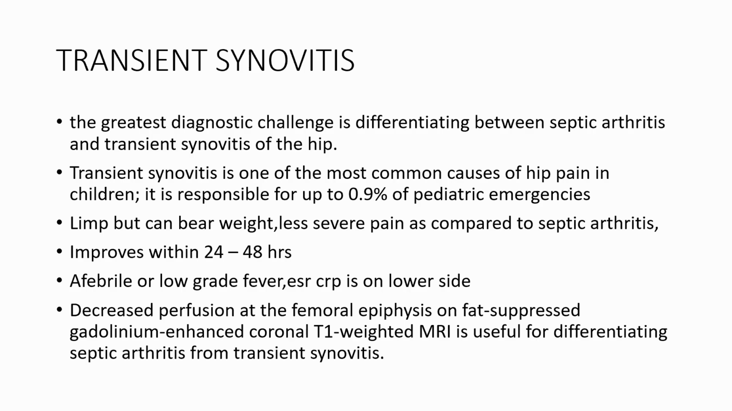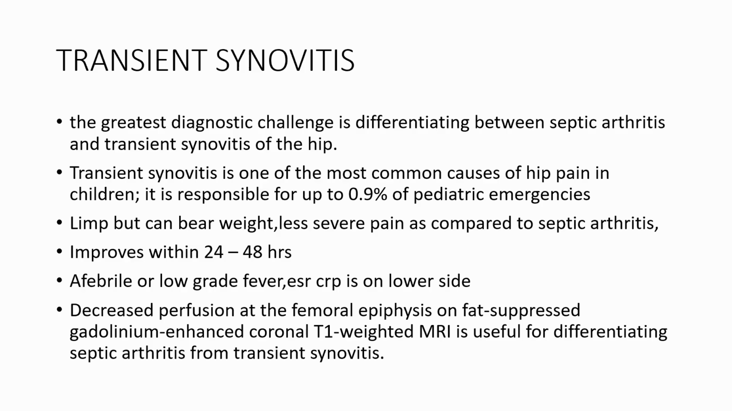Septic arthritis should be differentiated from transient synovitis. Transient synovitis is one of the most common causes of hip pain in children and is responsible for up to 9.9% of pediatric emergencies. In transient synovitis, the children usually limp but can bear weight, and they have less severe pain as compared to septic arthritis, and they might improve within 24 to 48 hours. They are afebrile or have low grade fever, and ESR and CRP are slightly on the lower side.